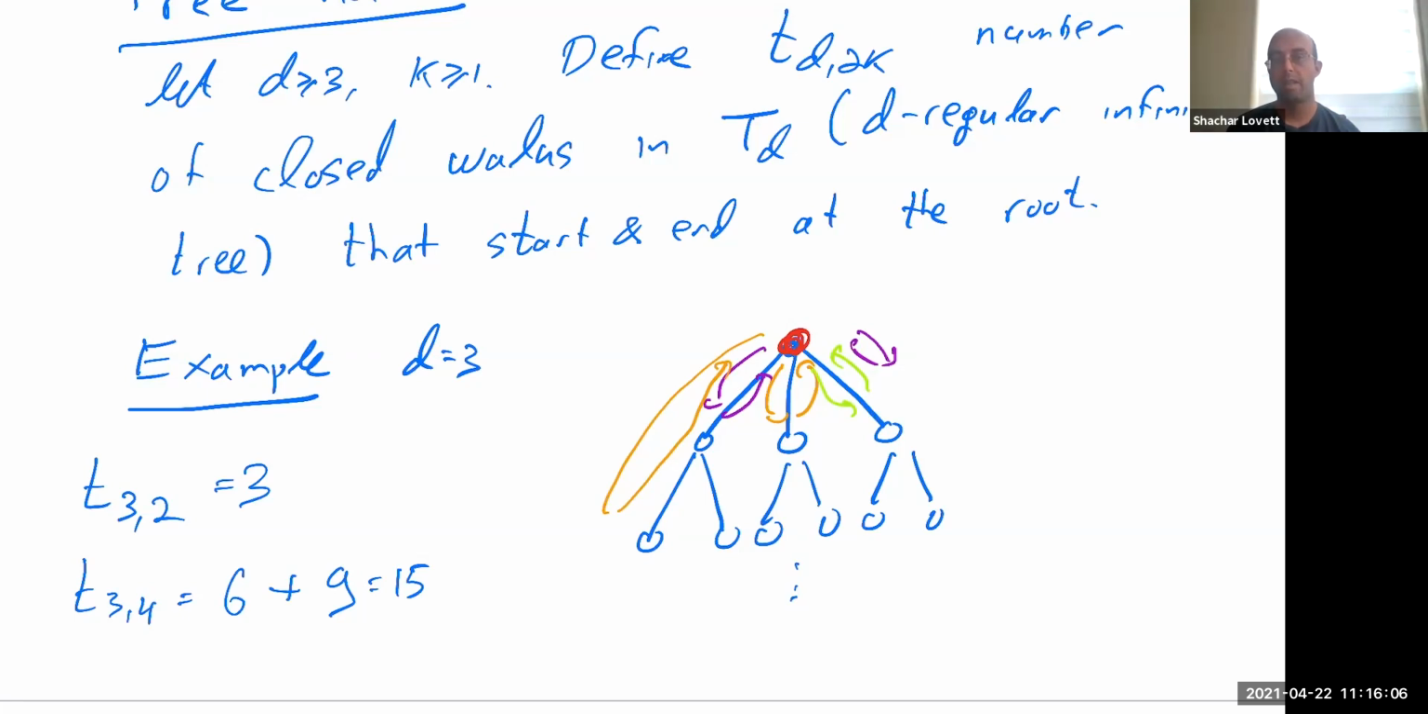And we're going to analyze this T_d^{2k} later. I'm going to prove a lower bound on it, but for now I just want to make sure that you all understand the definition of it. Is there something that's not clear about the definition of this tree number? Okay, so why do we want this tree number? Why do we care about it? Because of the following lemma.